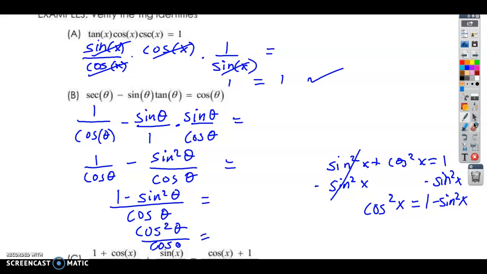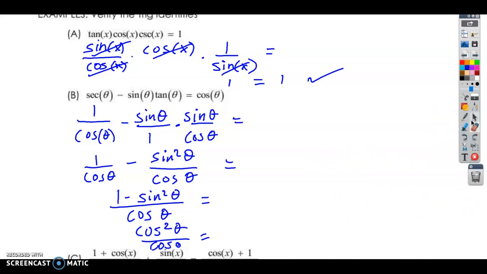So when I run out of room, I'm not going to just write wherever I want. I have to, in an orderly fashion, show people where I'm going. So maybe I'll just go like this. Okay, so now I can simplify that.